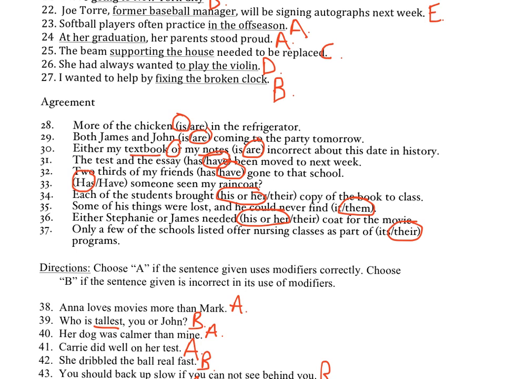The test and the essay have been moved to next week. Again, test and essay are singular, but when they're joined by and, they become plural. 2/3 of my friends have gone to that school. 2/3 could be singular or plural. It refers to friends, which is a plural quantity, so we say have.